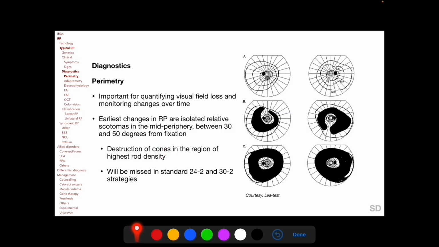And since the visual field defects of early retinitis pigmentosa lie between 30 and 50 degrees from fixation, they can be missed in standard 24-2 and 30-2 automated static threshold perimetry strategies conventionally used for diagnosis of glaucoma.